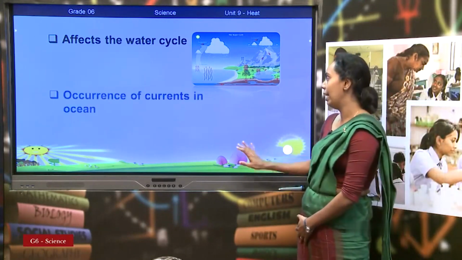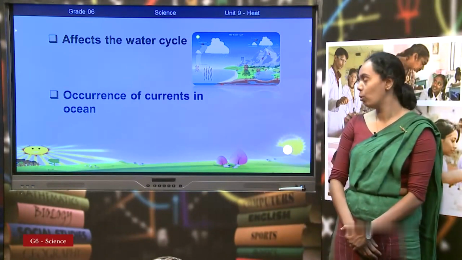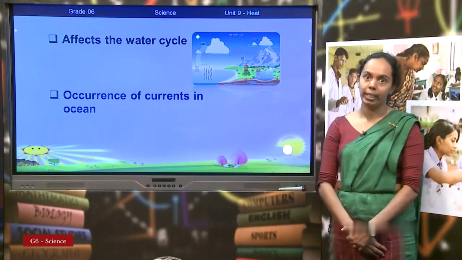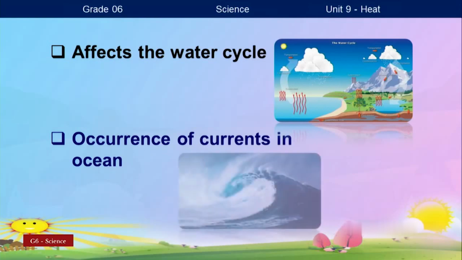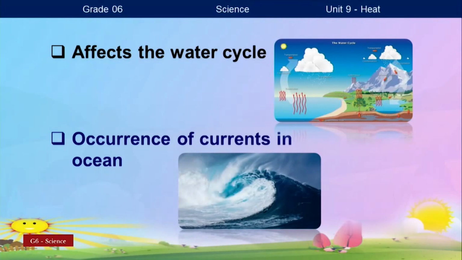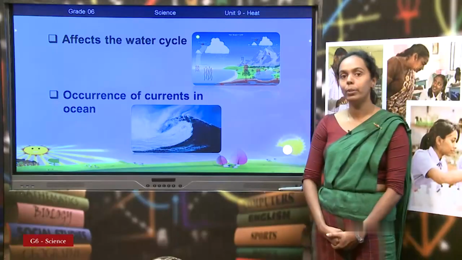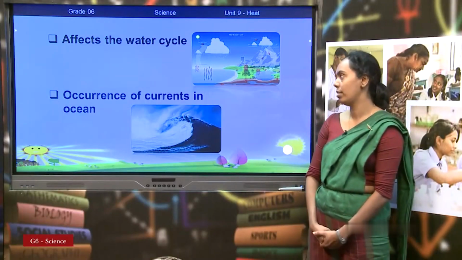Then we will see that the occurrence of currents in oceans also happens due to heat. How do ocean currents occur? When the water near the equator is warmer than the water near the poles, the heated water flows toward the poles and the cold water flows toward the equator. Due to this flow, ocean currents occur.